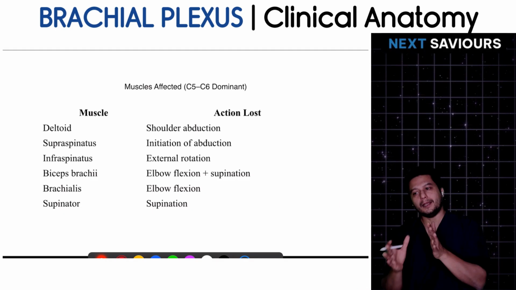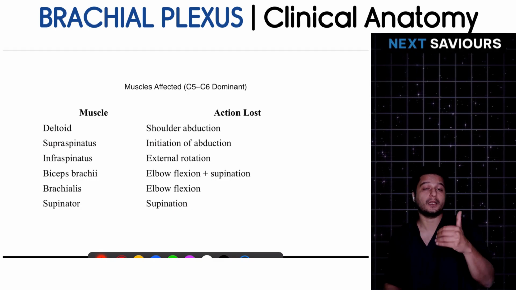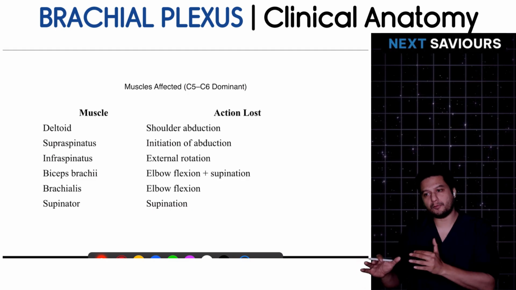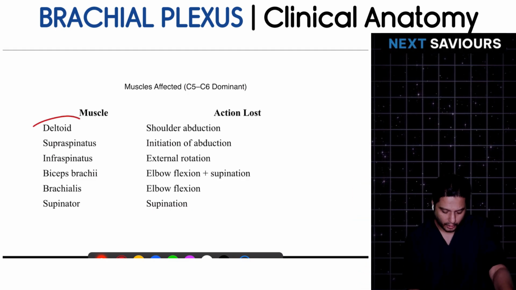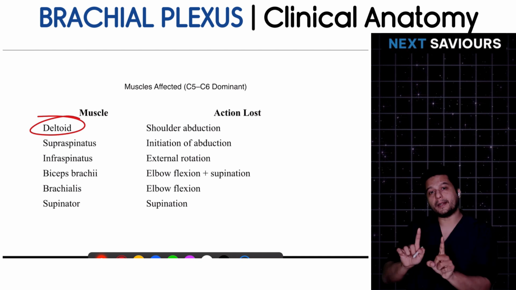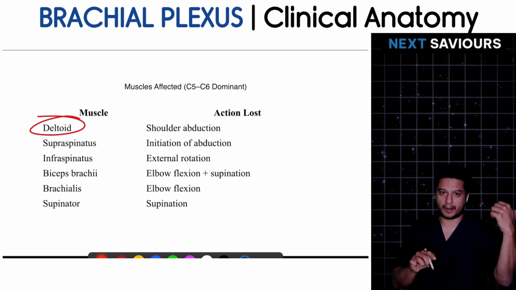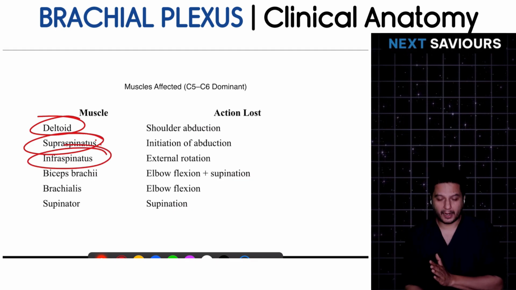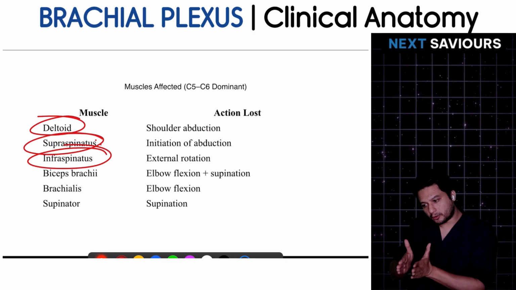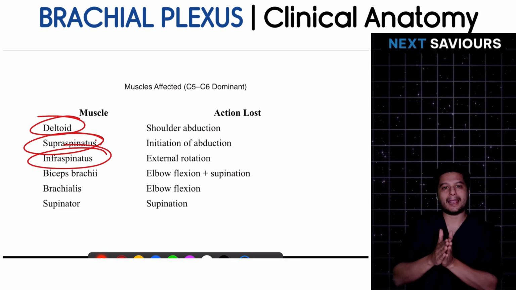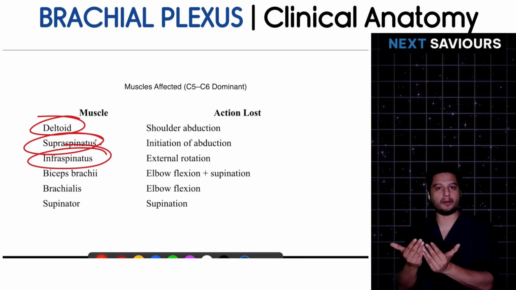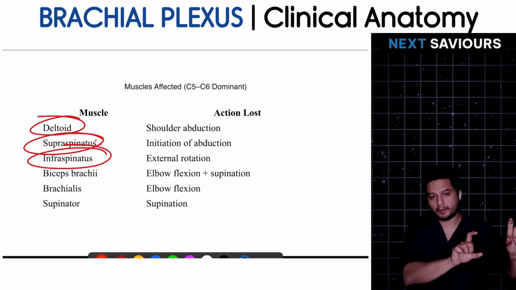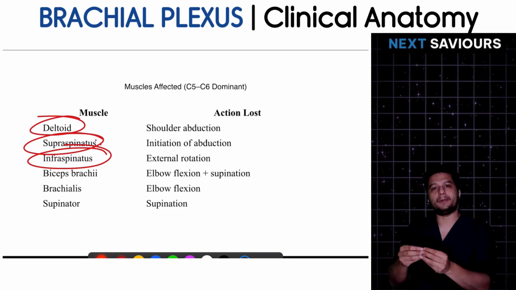Now, another point related to Erb's palsy is what are the names of the muscles which are getting affected. As you know, deltoid, which is responsible for continuation of the abduction, would be affected. Why? Because deltoid is supplied by the axillary nerve that we have talked about. Point number two, the supraspinatus and infraspinatus. You know that supraspinatus is responsible for initiation of the abduction, while infraspinatus is responsible for the external rotation. Both of them are supplied by the suprascapular nerve, and both of them are going to be affected.